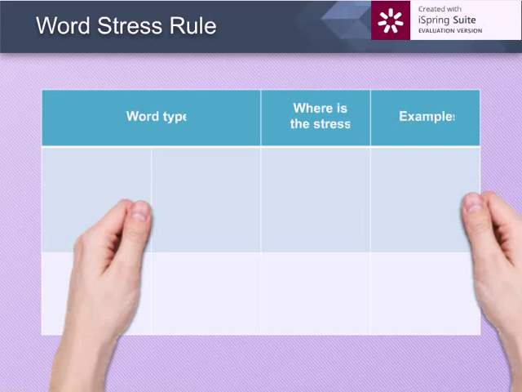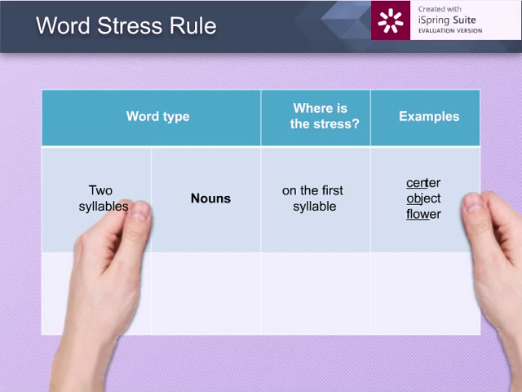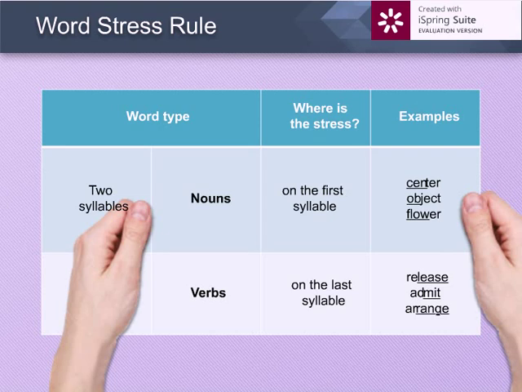For two syllables nouns, the stress is on the first syllable. For example, center, object, and flower. On the other hand, for two syllables verbs, the stress is on the last syllable. For instance, release, admit, and arrange.